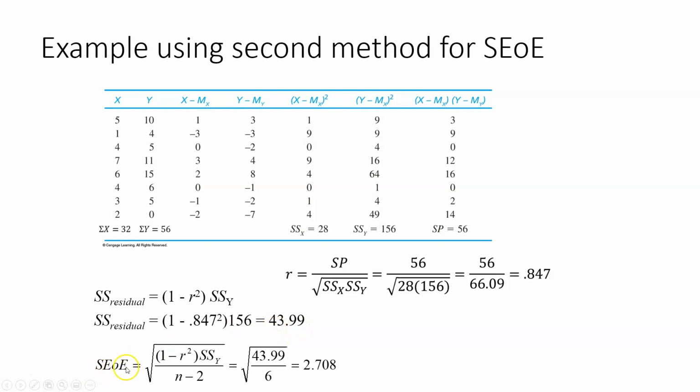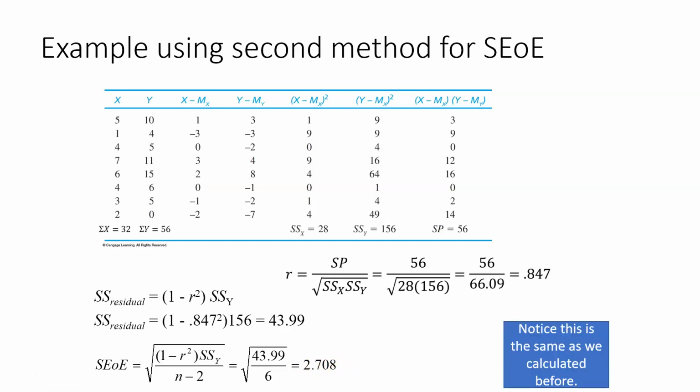And your standard error of estimate then can take this value, put it on the top of your equation, divide it by 6, and take the square root of that for the same 2.708 that we found before, which is interpreted as the value of how far each point is away from the line on average. They should be typically about 2.7 units away from the line.